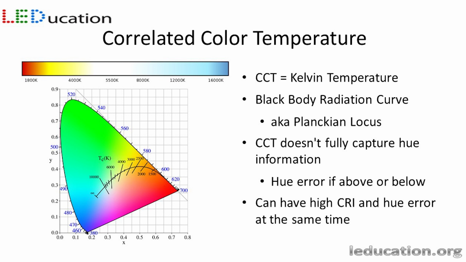However, it is possible to have a pretty high CRI and also have hue error at the same time. So the CRI is not a super good measure of how well you're following this black body radiation curve. I also should note on this particular chart, if you look in the lower third or so, there should be a spot that you will identify as white. However, it's most likely in the wrong location.